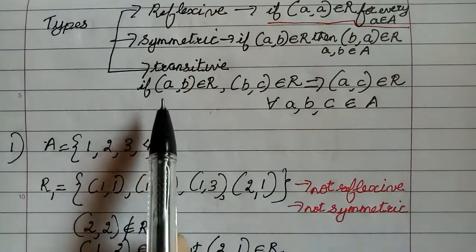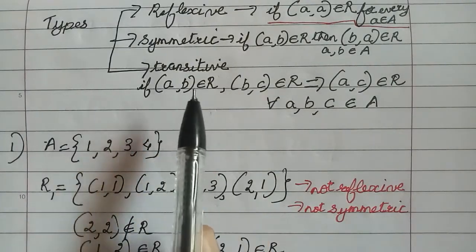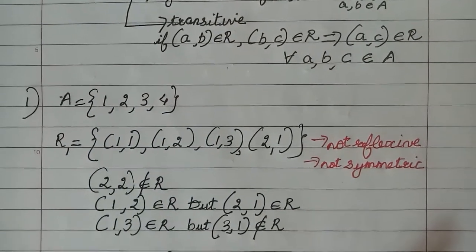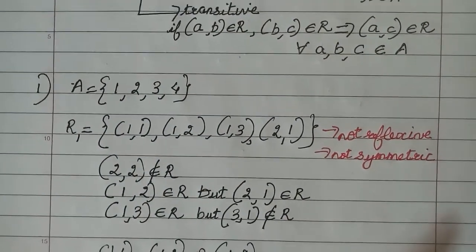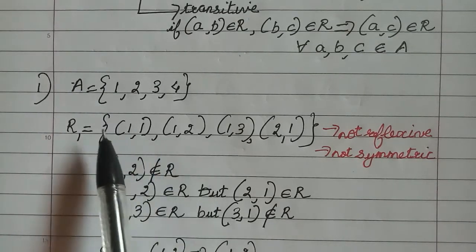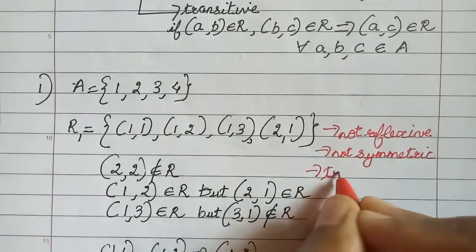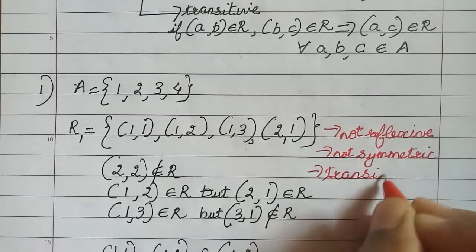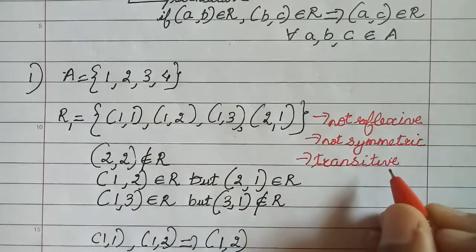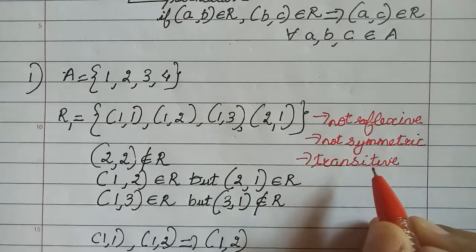Here they are saying that A, B and C should all be different. I am able to find all elements of the type (A,B), (B,C) such that (A,C) is there. So this relation will become transitive. So this is an example of a relation which is not reflexive, not symmetric, but transitive.